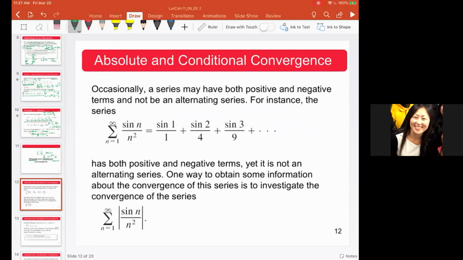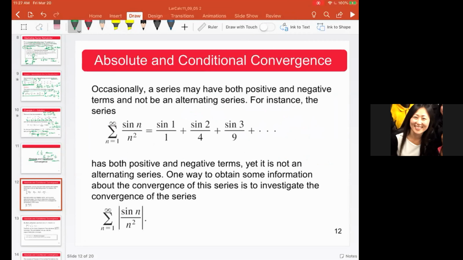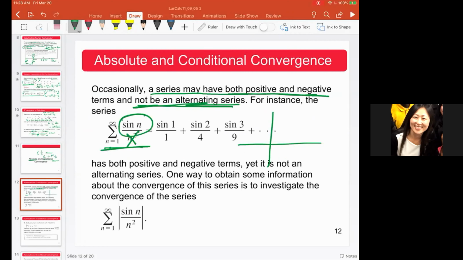All right, occasionally a series may be both positive or both negative, not an alternating series. A series may have both positive and negative terms, but not be an alternating series. You can think of this problem like this. Don't worry about this part right now, just look at this part.